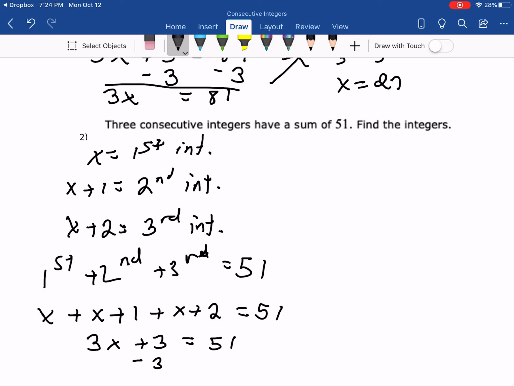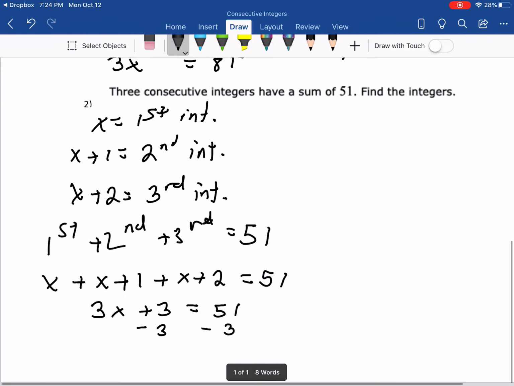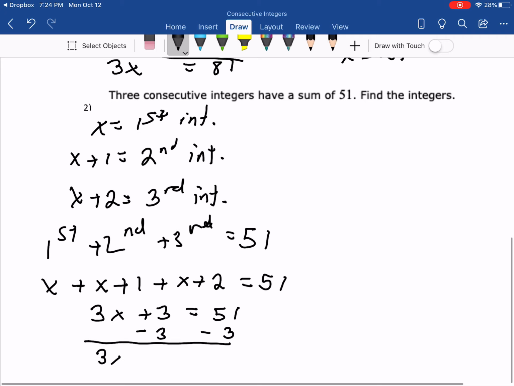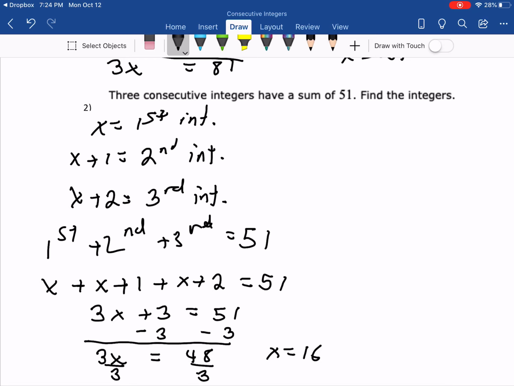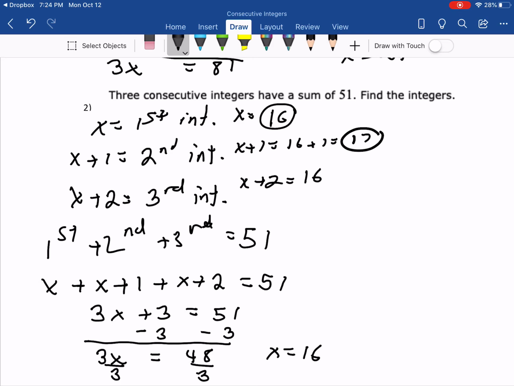We'll subtract 3 from each side. So 3x equals 48. Divide, so that means x is 16. So for our integers, the first one is x, so 16. x plus 1 will be 16 plus 1, 17. And x plus 2 is the third. That's going to be 16 plus 2, which is 18.